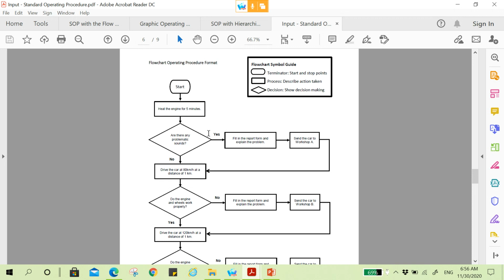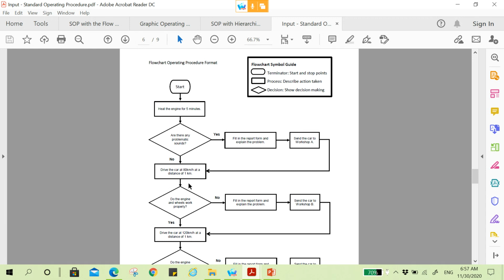So let's say for example this one, start, and then hit the engine for 5 minutes, and then the question that you need to decide, the answer would be yes or no. For example, are there any problematic sounds? So if the answer is yes, then you would need to do the next process, which is fill in the report form and explain the problem. And then next, you would need to send the car to workshop A. And then next, you need to drive the car at 80 km per hour at a distance of 1 kilometer.